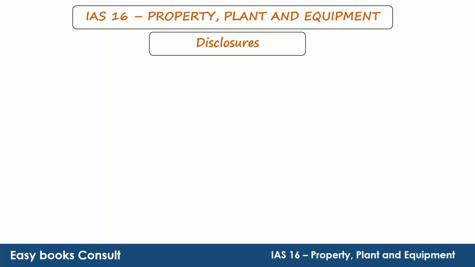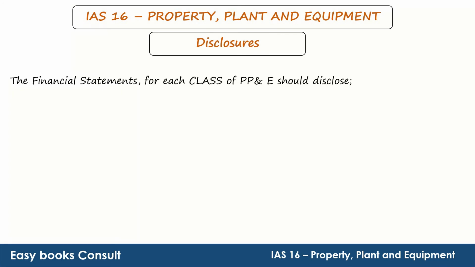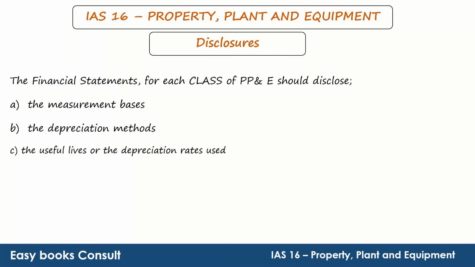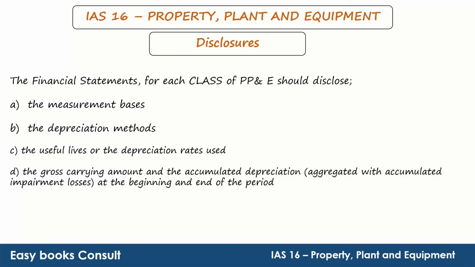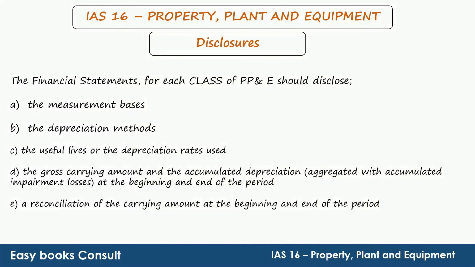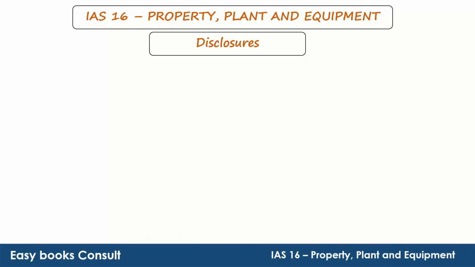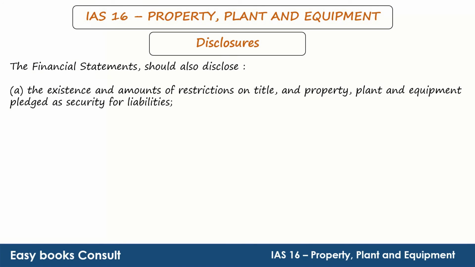Disclosure requirements. The financial statements for each class of PP&E should disclose the measurement basis, the depreciation method, the useful life or the depreciation rate used, the gross carrying amount, and the accumulated depreciation, i.e., aggregated with accumulated impairment losses, at the beginning and end of the period, and a reconciliation of the carrying amount at the beginning and end of the period.